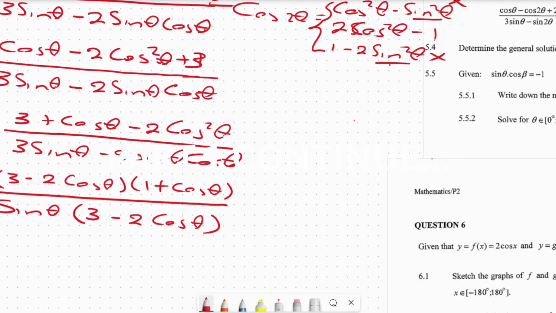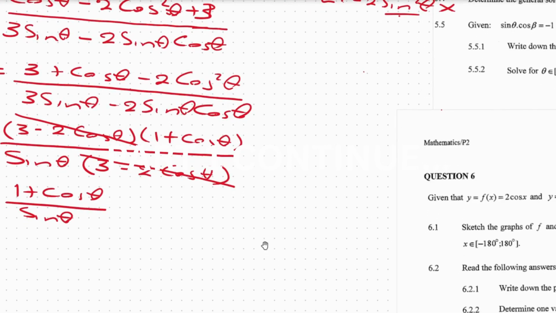So now we notice that there is a common factor that we can cancel out. We're going to be left with 1 plus cos theta all over sine theta. So this is going to be looking exactly like our right hand side. So therefore we must say that we have arrived at the proof. We'll say this is equal to the right hand side. So that's how we prove that one there.